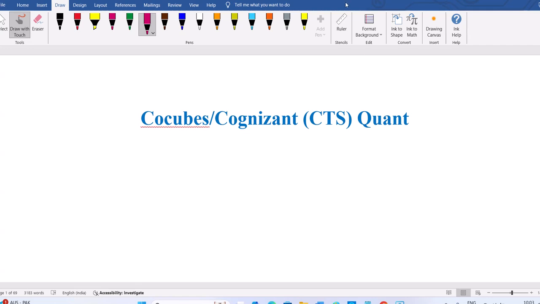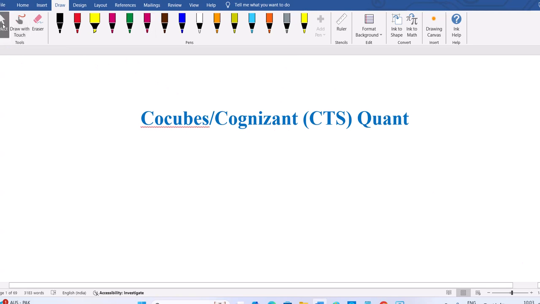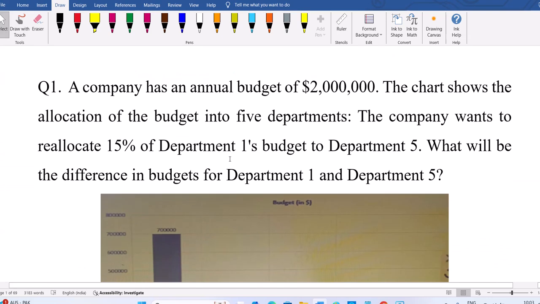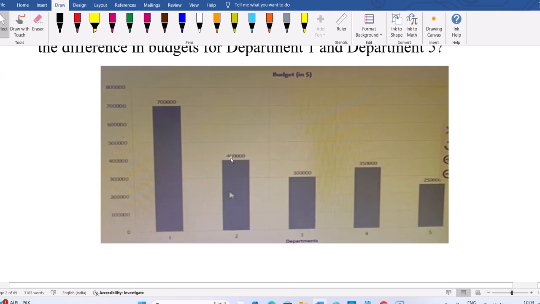Cognizant related quant questions are from Cocubes, because Cognizant is conducting the exam on the Cocubes platform or IAN platform. Let's see question 1 here. Yeah, this is a data interpretation question.